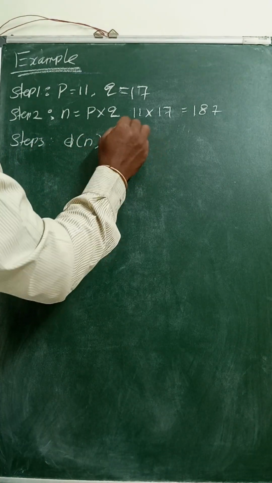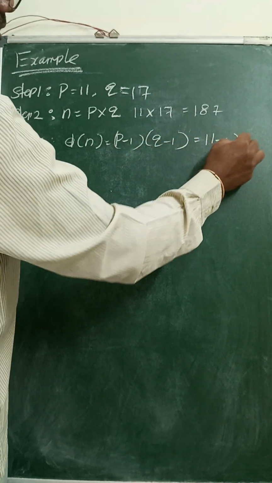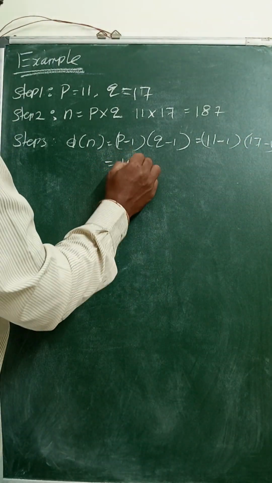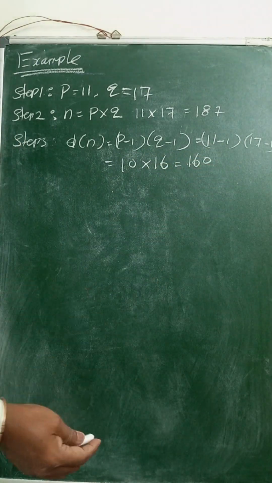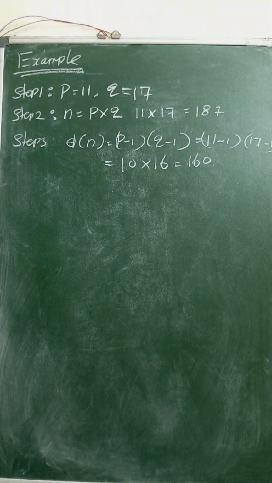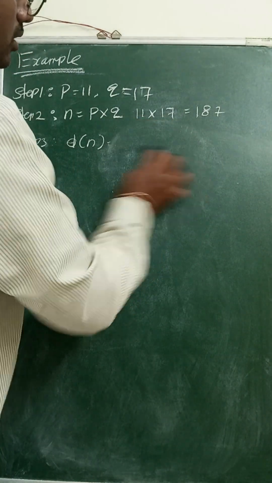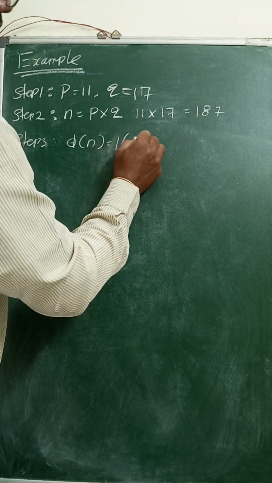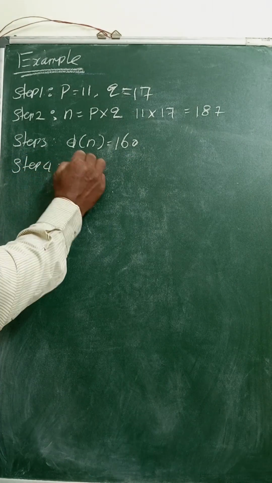187. In step number 3, we have to calculate the totient function of n. We apply the formula (P minus 1) into (Q minus 1). With 11 minus 1 and 17 minus 1, we get 10 into 16 equal to 160. So we directly write that the totient function of n equal to 160. We write down all the formulas and values: the totient function of n equal to 160.